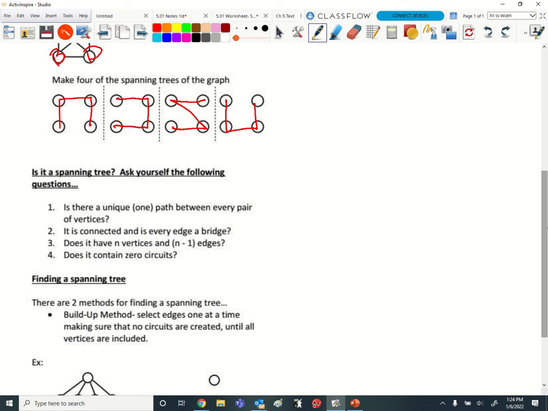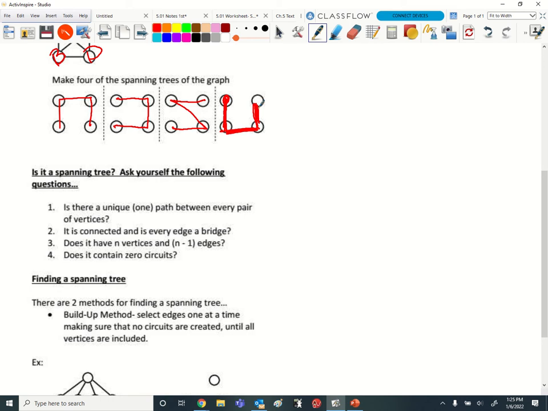So we have Jahir, he's going to go to his homie, Mr. Brown's house. But Mr. Brown lives way over here. So there's a road that's going to connect to any of them. So we have Jahir there, and then he's going to go over to his homie, Mr. Brown. So it goes this way, and then back over here to Mr. Brown. Right? Okay. Does that make sense? That's what that is. It is connected and every edge is a bridge.